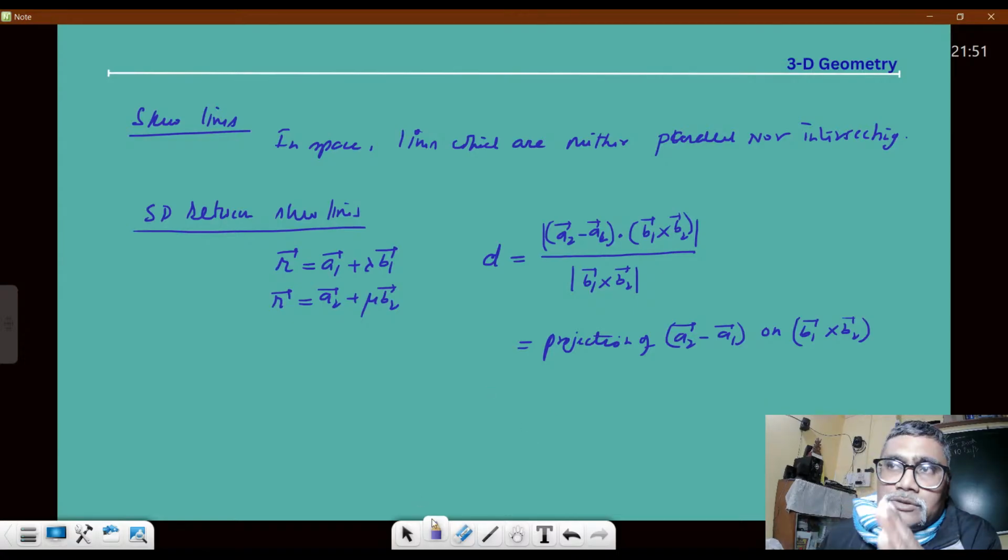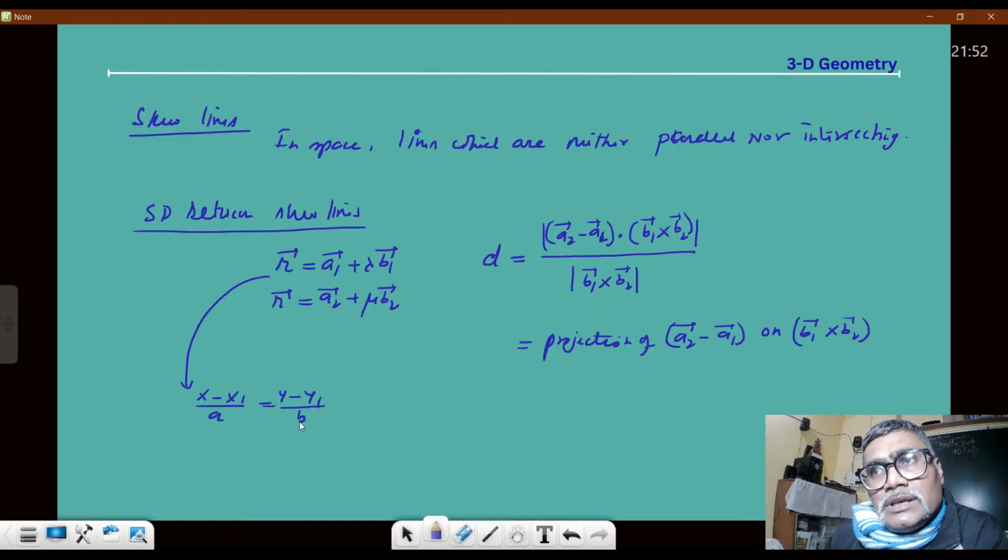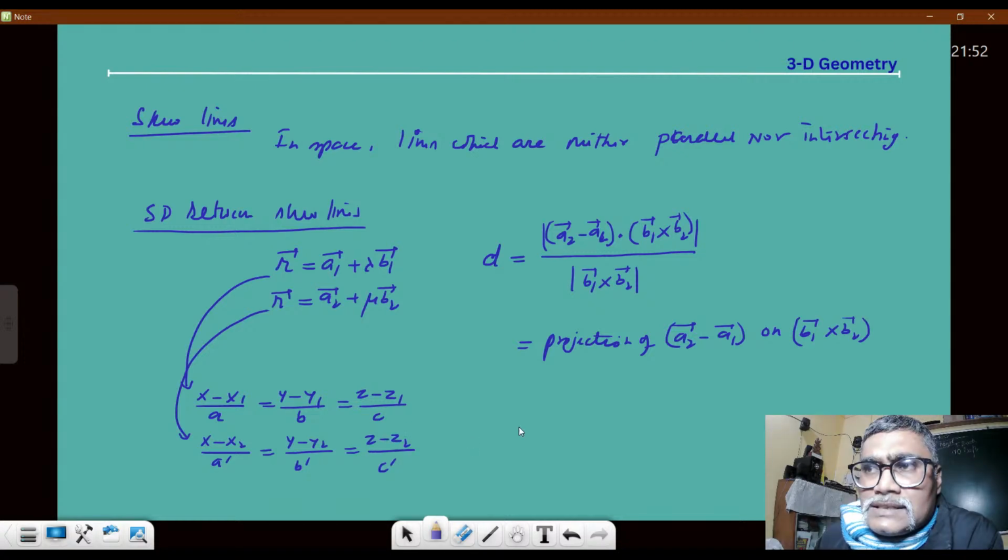Now I want to write its Cartesian equivalent also, which is equally needed. The first line in Cartesian form is (x minus x1) by a, (y minus y1) by b, (z minus z1) by c. The second line is (x minus x2) divided by a dash, (y minus y2) divided by b dash, (z minus z2) divided by c dash. So what is the distance here?